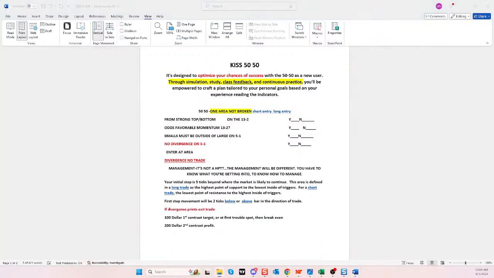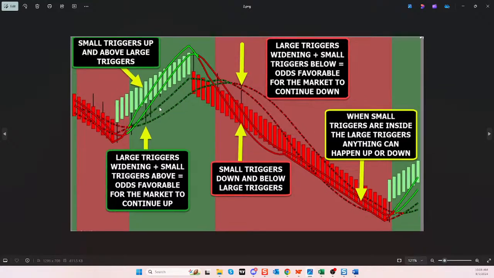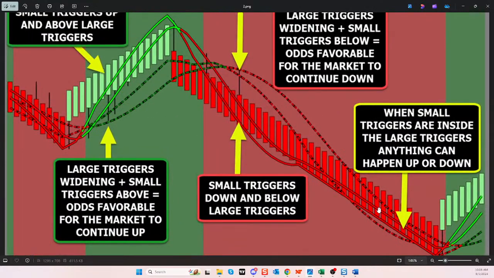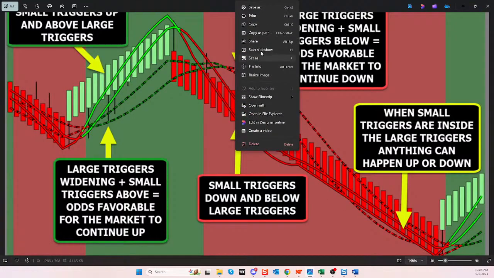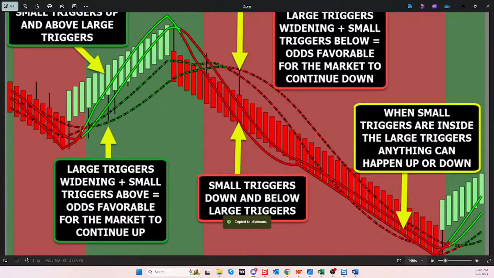Momentum is nothing more than a separation between the small and the large. Momentum is nothing more than that look where the scissors open, and once the scissors close, the momentum is gone. So commit this look to memory. I'll drop it in the room.